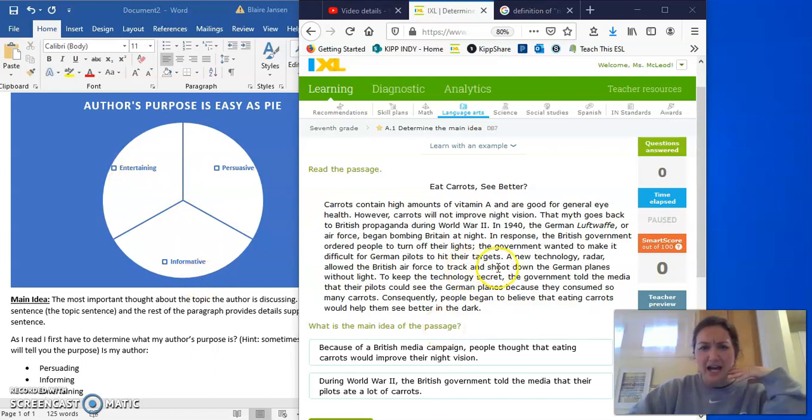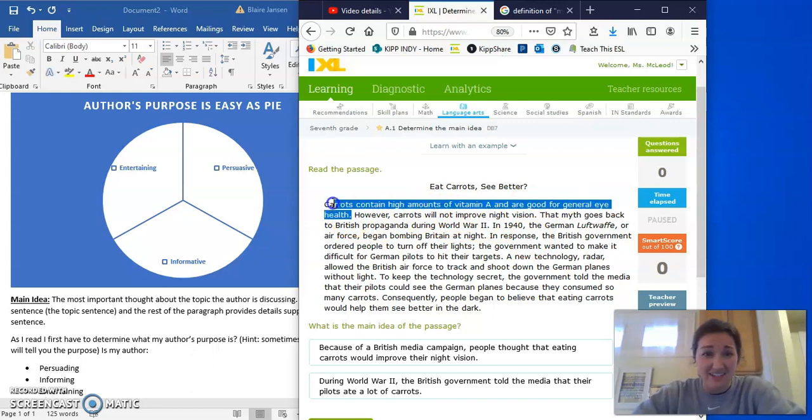As I look through, I start to see that perhaps it could be persuasive because our author starts by asking us a question. Eat carrots, see better. But then I think the whole point of the text is not to try to persuade me about carrots. I mean, there's no claim here. It's just telling me up front that there's a fact. Carrots contain high amounts of vitamin A. That's a fact. That's nothing that's an opinion.